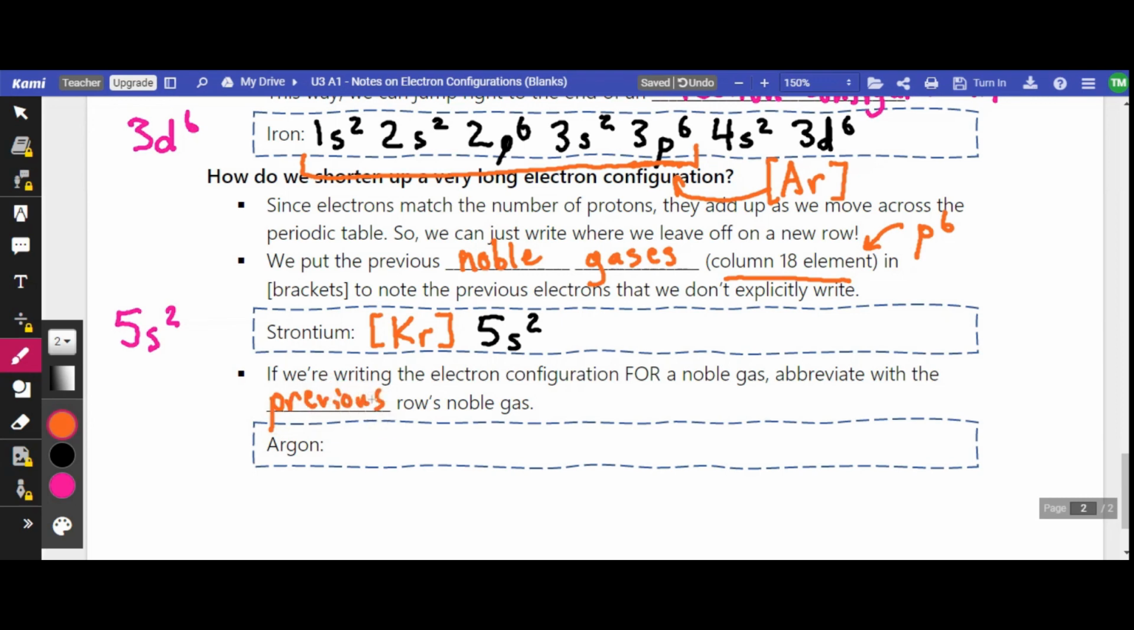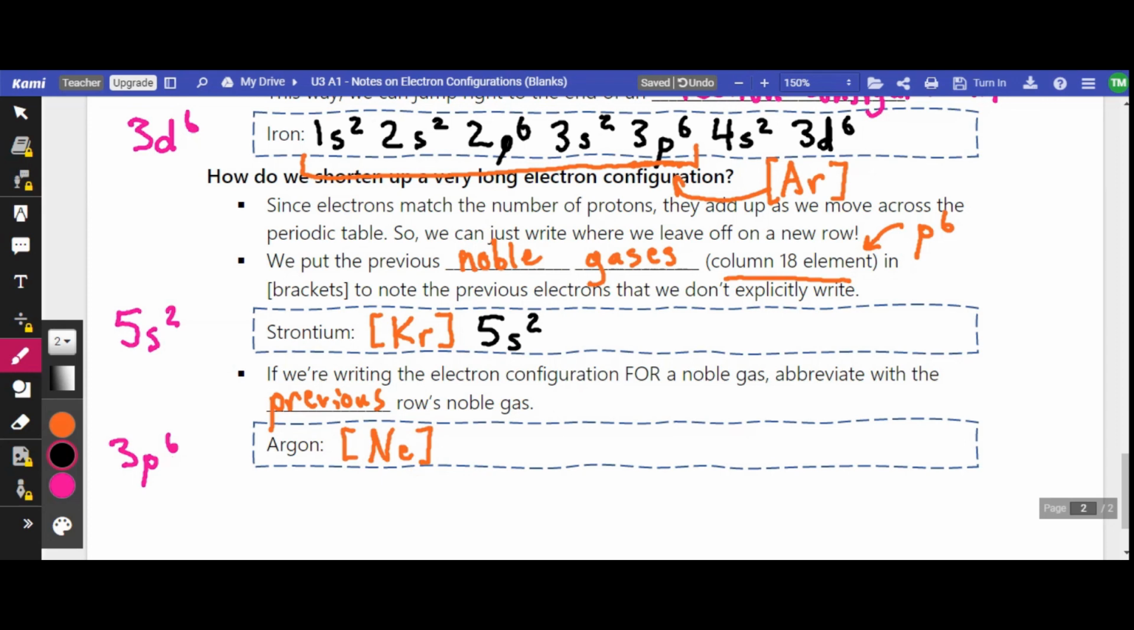So argon ends its row, right, and it ends at 3p6. So again, I'm going to leave myself a note. That's where I'm going to stop, 3p6. Okay, but I have to look at the noble gas in the row before it to see where I kind of leap off at. Okay, where I take off at would be, in this case, neon. Neon is the previous noble gas, that other column 18 element before it. So I can put neon in brackets, and then continue on from there until I hit 3p6.